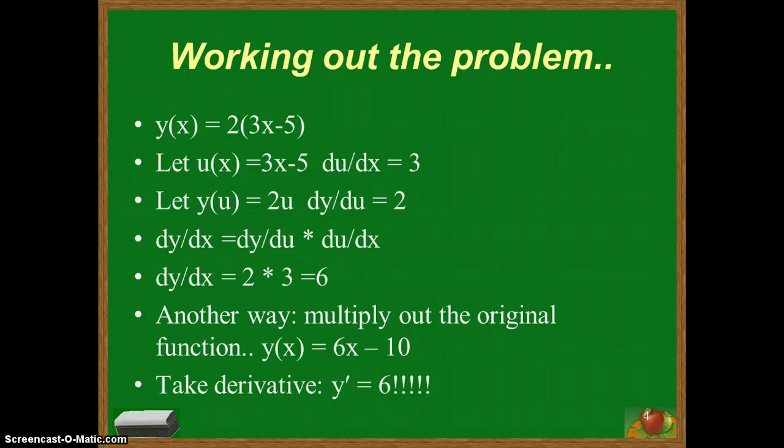You can verify that this answer is right in this particular problem by just multiplying out the original problem. Distribute the 2. You would get y of x equals 6x minus 10. If you took that derivative, you would get 6. Notice, you get the same answer.